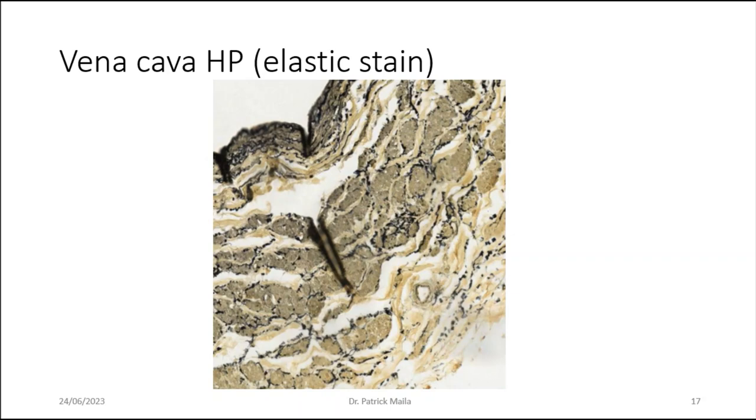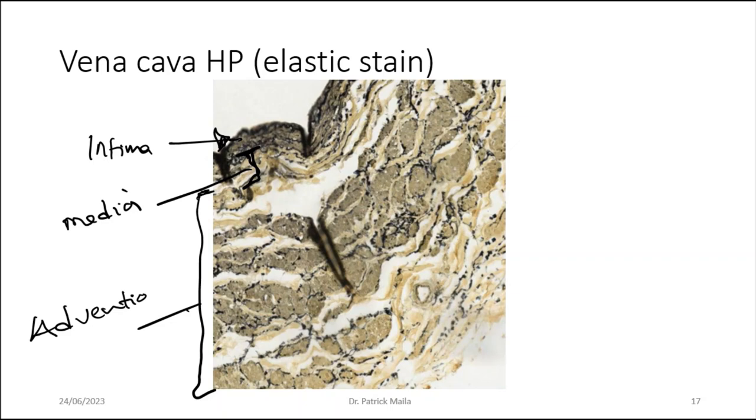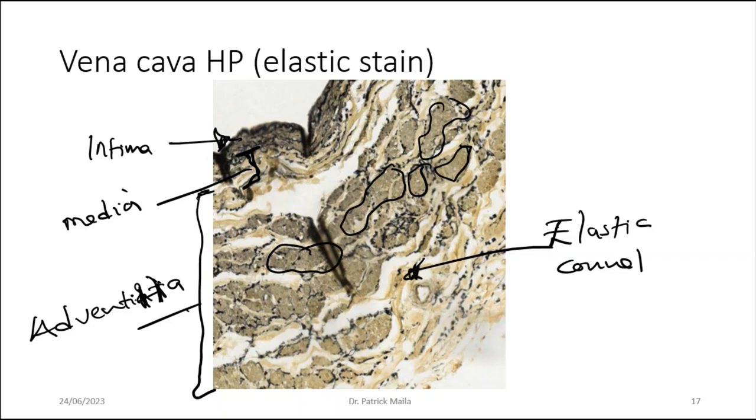In the vein, you can see this is the intima in the vena cava. And then this small part from here to here is the media. It's very thin. And then all the way from here up to here is the adventitia. The adventitia in a vein is made up of these muscle fibers. These are longitudinal muscle fibers, and they're also made up of connective tissue. This is elastic connective tissue.